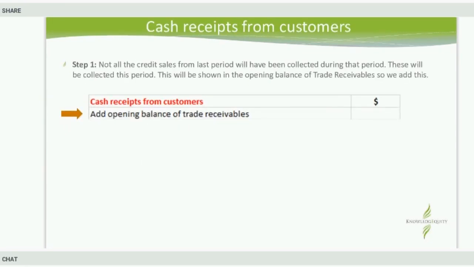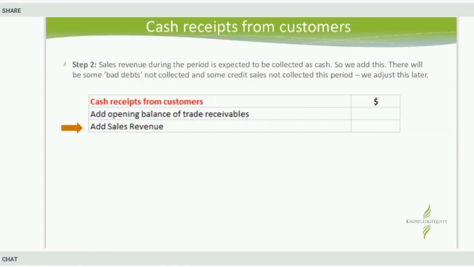So what we do is, step one, we don't know what our cash receipts from customers are, but we do know what our opening balance of trade receivables is. And our trade receivables are like our debtors. So if we have our debtors, I know that we're going to collect that during the period. So cash receipts from customers is going to include all my collections from last period. Anything that was left uncollected, I'm going to collect this period. So we get our opening balance of trade debtors. I'm also going to collect most of my sales revenue this period. So I'm going to collect any outstanding debts, that's why we add it, plus my sales revenue.